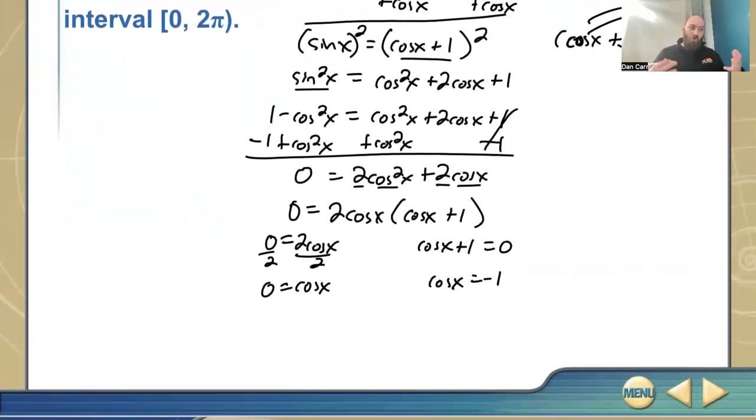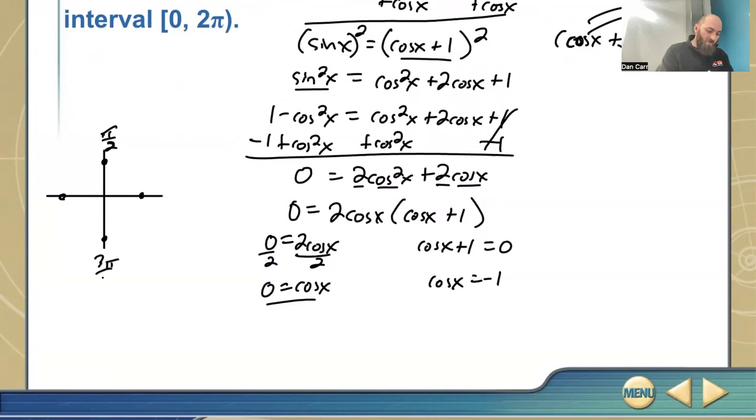So here's where some of the trickery comes into play. I'm going to go ahead and figure out where all of these happen. Cosine of x equal to 0, so we're only going to deal with quadrantal angles here. So the cosine of x equal to 0 is going to happen right here, it's going to happen at pi over 2 and 3 pi over 2.